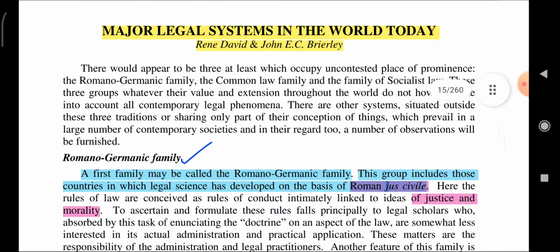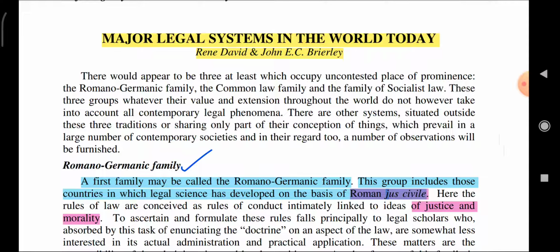Please open your casebooks while I am reading. You just check your sentences and try to understand.